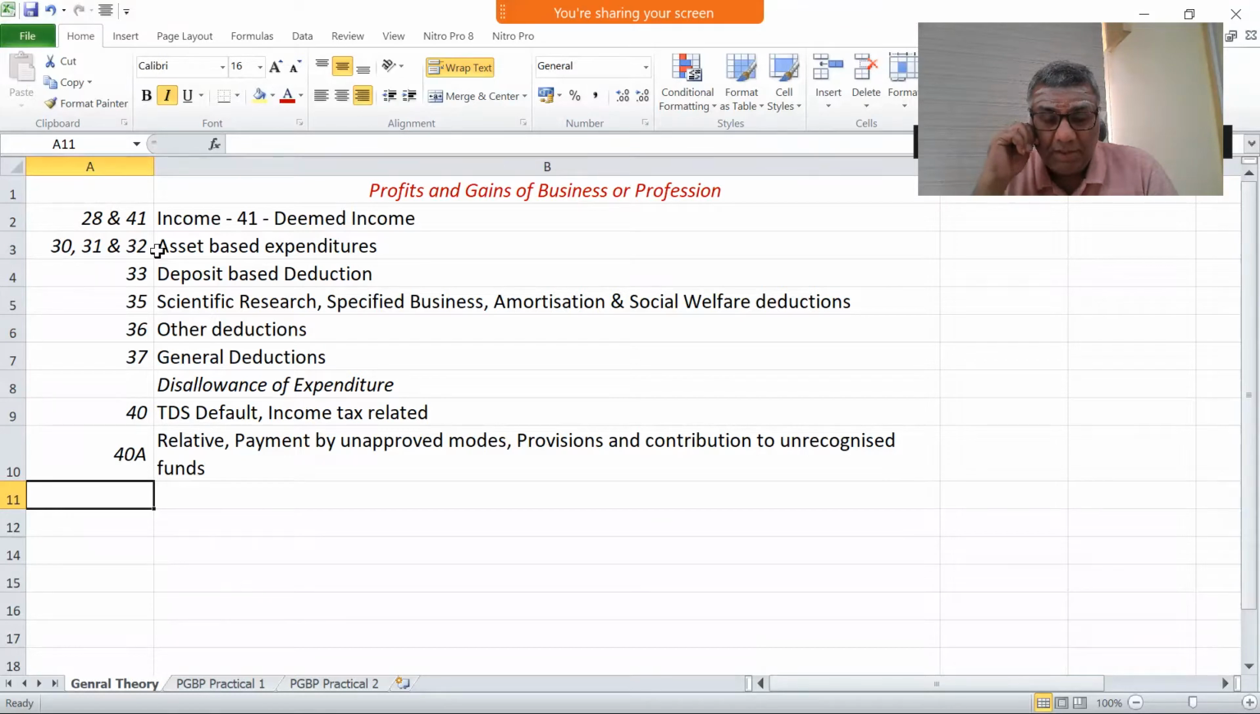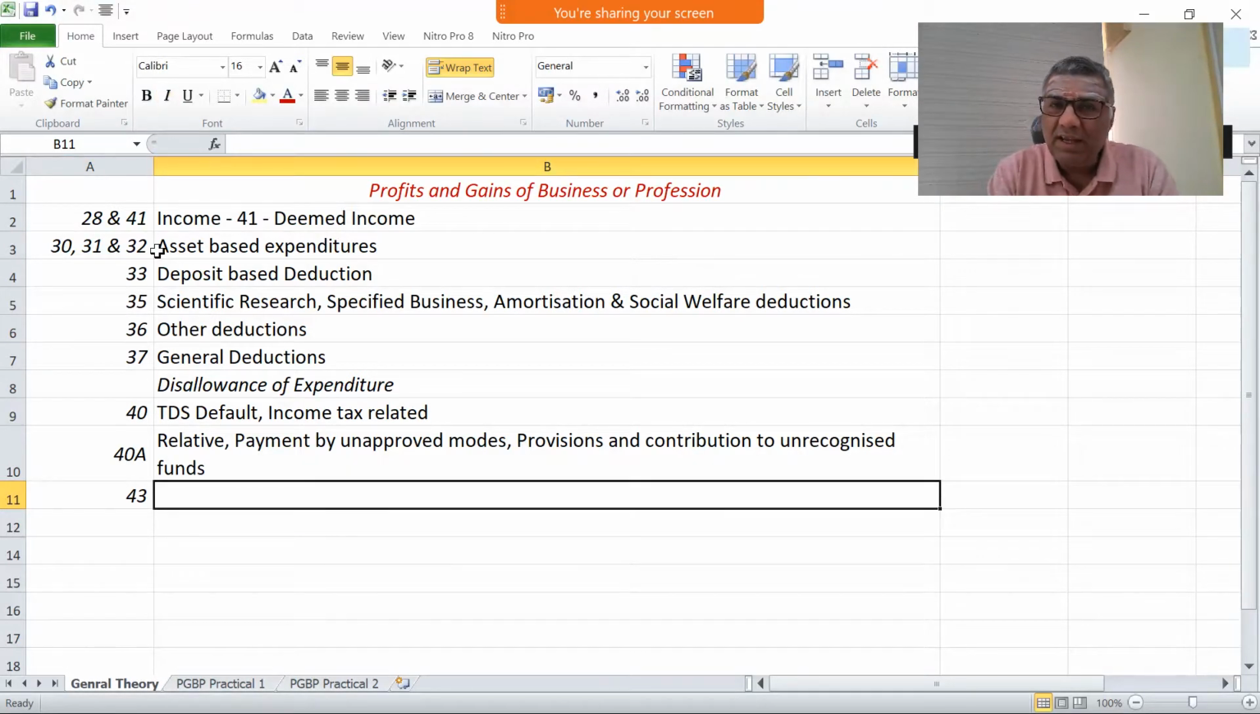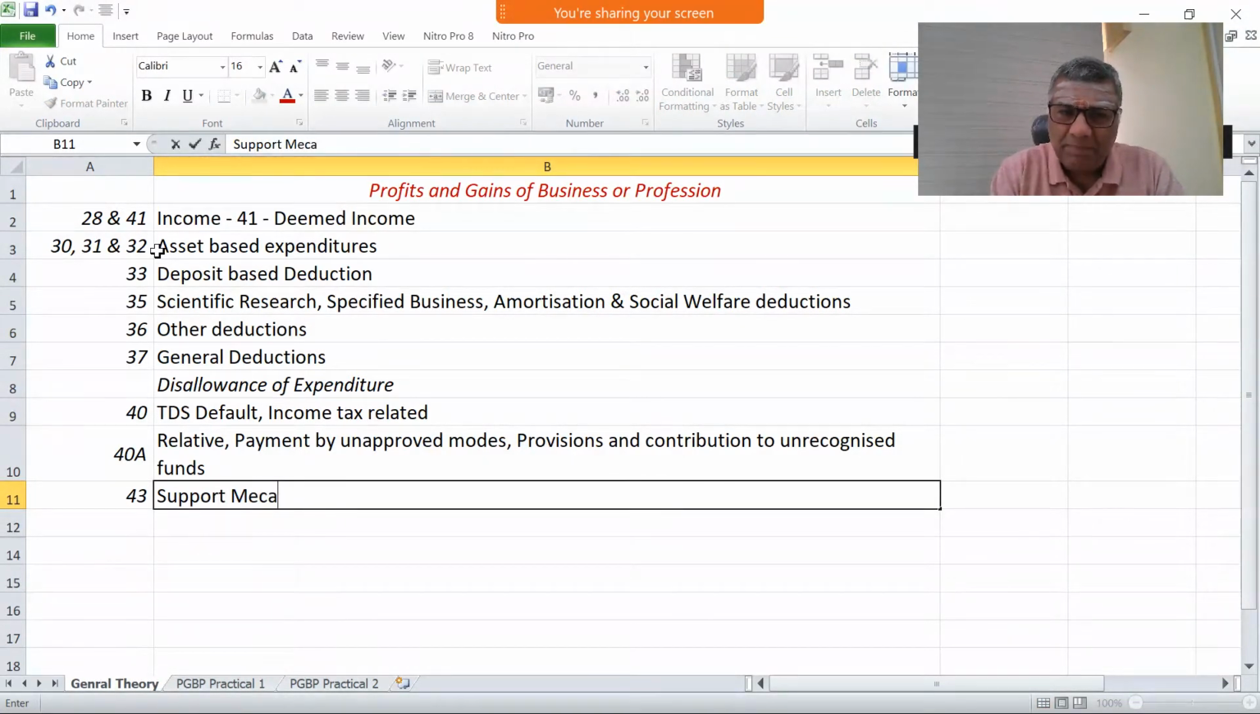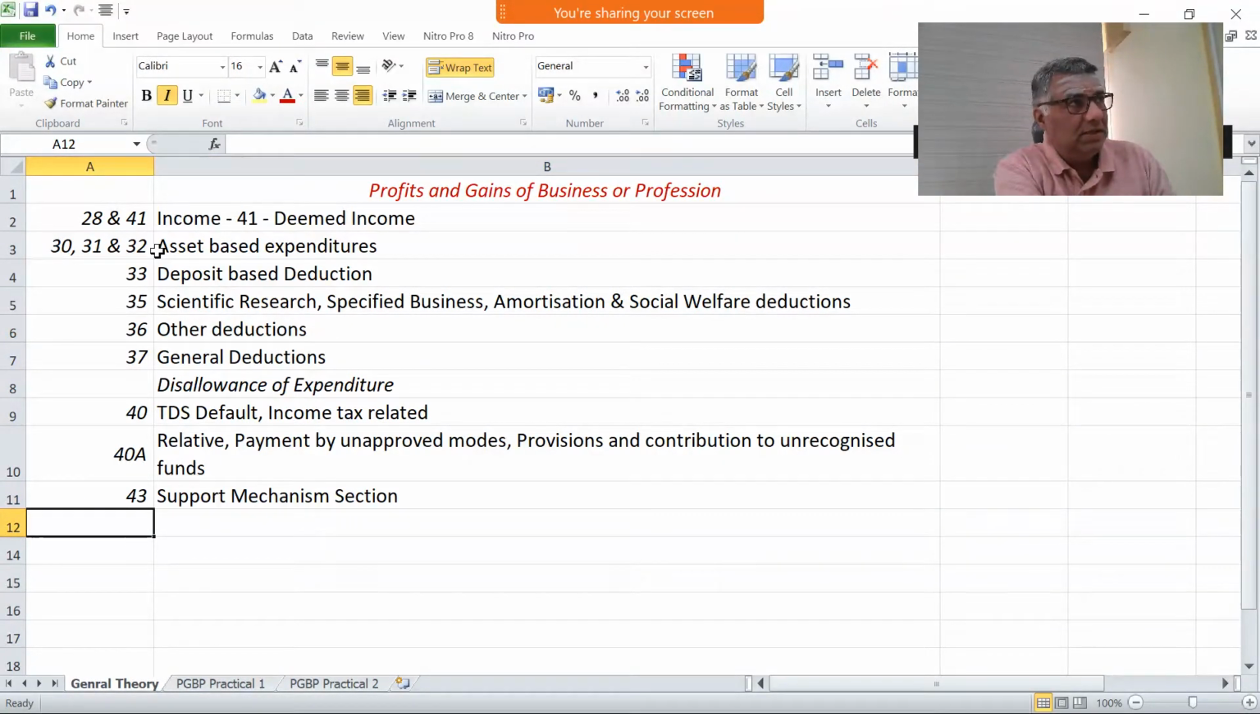I have already told you about deemed income. 43 is a support mechanism section, that is, it supports all other sections. What is an asset? Definition of plant, you should see 43. How to treat foreign exchange, you should see 43. How to record an immovable property sale, you should see 43. It's a support mechanism.